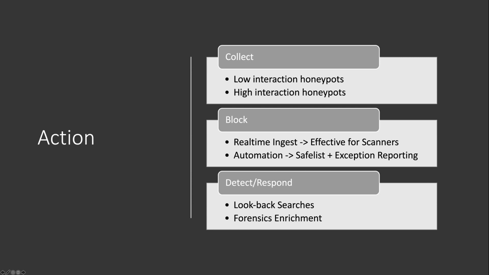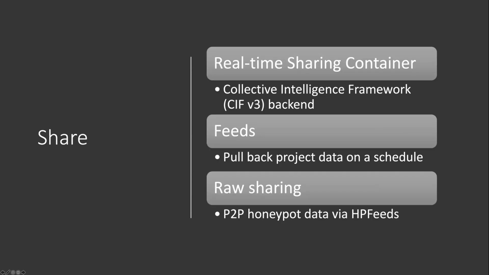From a blocking perspective, we do support real-time ingest. We have found this to be very effective for large-scale scanning. And the last thing we would note is, from a detection standpoint, the data has been very useful. We have found both for Duke as well as other partners in terms of doing look back. So if something bad has happened, see if there's any indicators that show that the attacker might have been there all along.